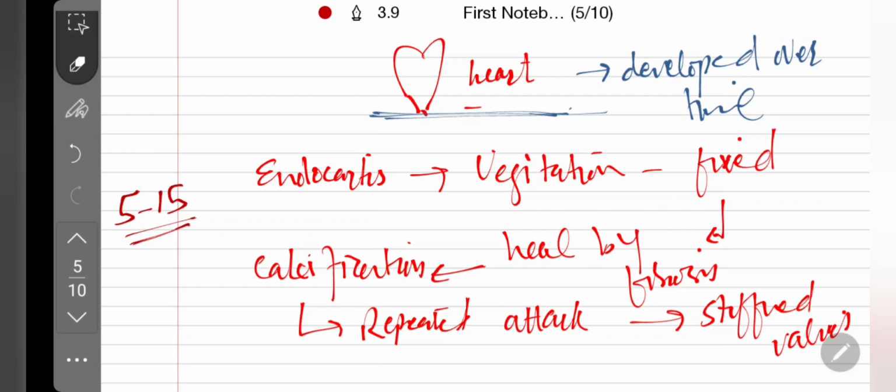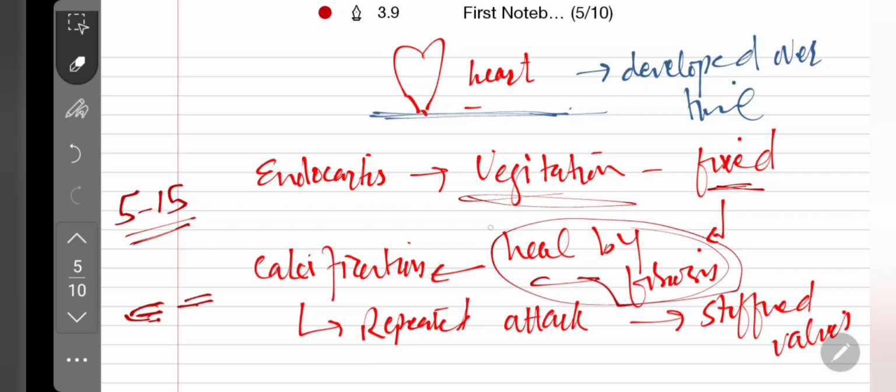Now let's discuss the endocarditis. So you know that the heart valves are covered with the endocardium. What happens is that when there is endocarditis in rheumatic fever, the heart valves get damaged. There's inflammation, there's vegetation, but this vegetation is fixed as compared to the vegetations that occur in infective endocarditis. But there is damage, there is inflammation. Our body tries to heal that, but it heals by fibrosis. So the fibrosis leads to calcification over the valves.